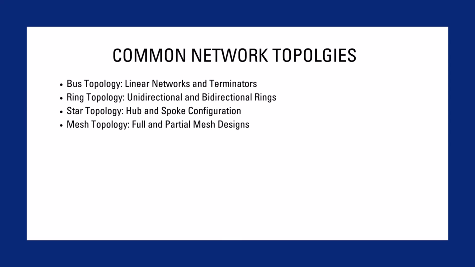A bus topology is simple and linear, with all devices connected to a single cable, but its simplicity often leads to performance issues as the network grows. Ring topology connects each device to its neighbor, forming a closed loop. Unidirectional rings send data one way, while bidirectional rings offer redundancy by sending data in two directions.